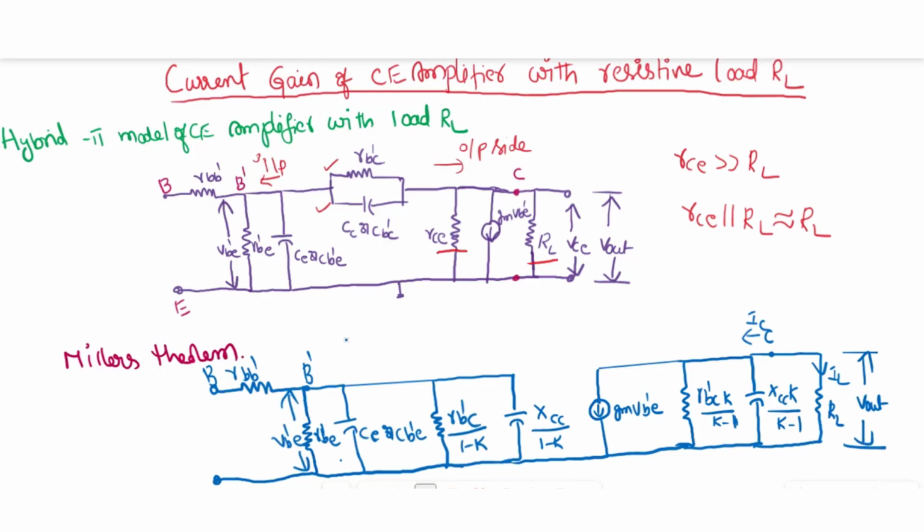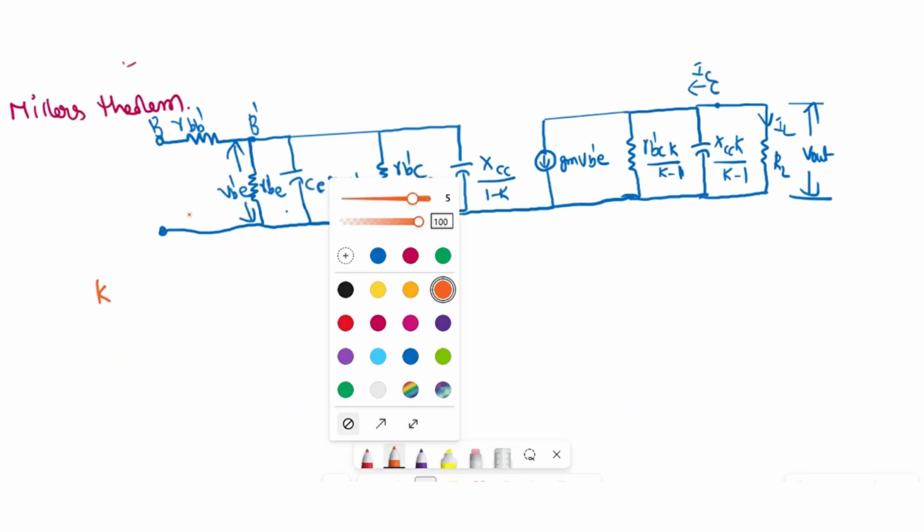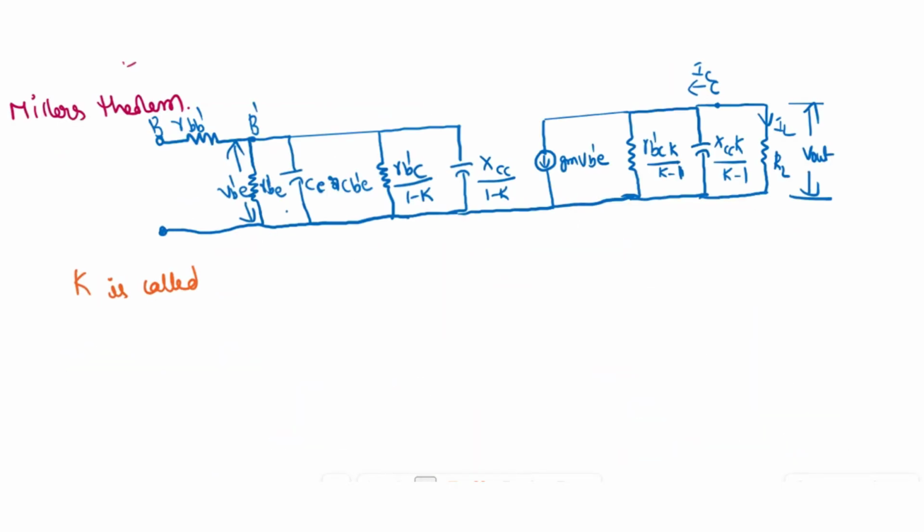Now we take Cb'c. Cb'c is also divided into two parts. One is XCc divided by 1 minus K, meaning its reactance is divided by 1 minus K, and here it is XCc into K by K minus 1. In that way you can separate the components Rb'c and Cb'c with the help of Miller's theorem. Now I'll tell you what this K is. K is called the amplifier gain. So what is K? Vo by Vi.